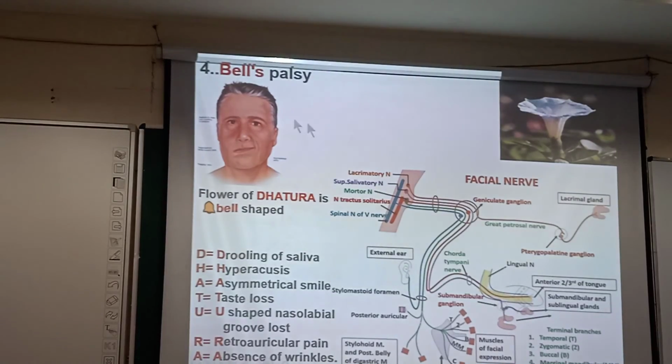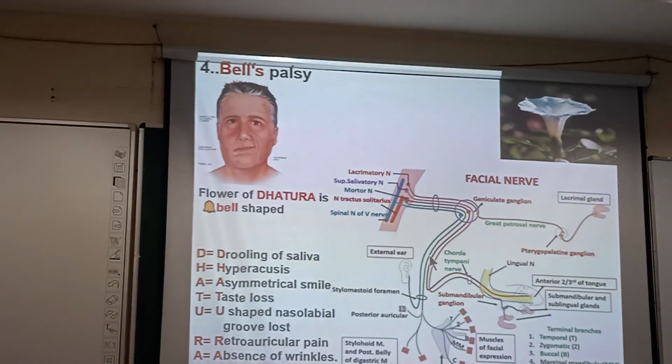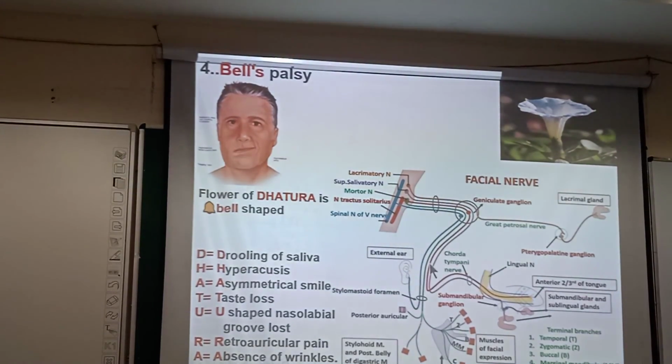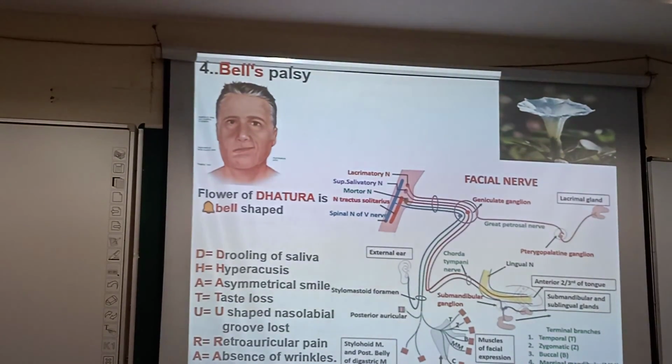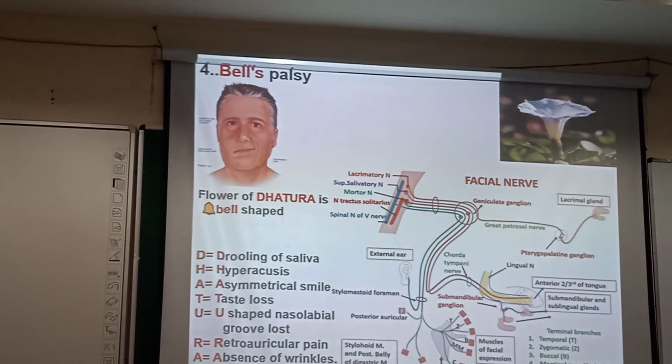Now coming to Bell's palsy, which is infranuclear facial nerve palsy. After this nucleus, when all these fibers get involved, that will lead to Bell's palsy, but mostly they get involved inside the facial canal. The causative organism is viral infection, mostly herpes simplex infection. This will lead to facial palsy, that is known as infranuclear Bell's palsy.